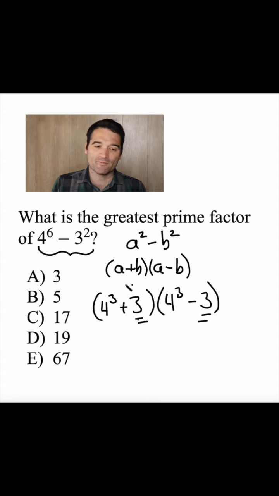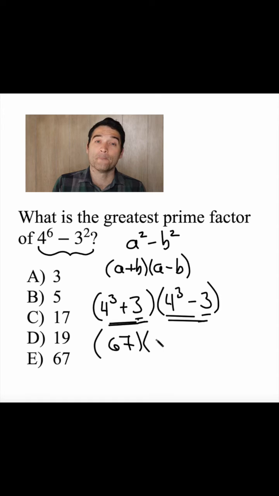So now that I have this, where it's a multiplication rather than just a subtraction, right? I'm doing this value times this value. Well, what is 4 to the power of 3? You should know your cubes up to about 5. So 4 to the power of 3 is 64. 64 plus 3 is 67. And 4 to the power of 3 is 64, so that's 64 minus 3, or 61.